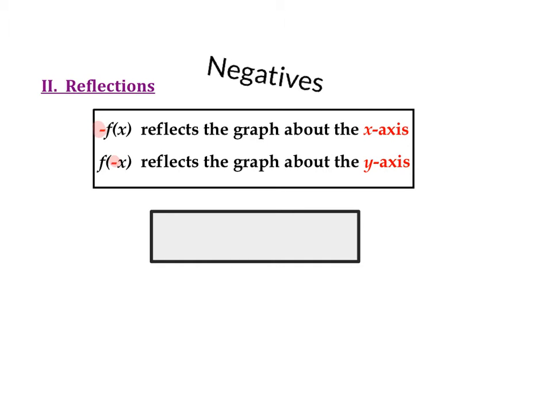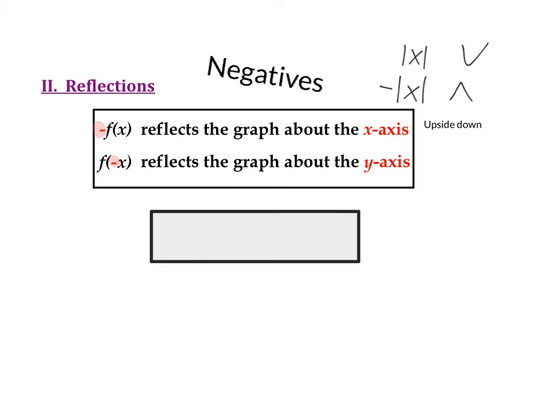Now, if it reflects about the x-axis, that means it's going to get flipped upside down. So if it gets flipped over the x-axis, it's going to be flipped upside down. So what that means is if we normally had an absolute value function, for example, an absolute value function looks like a V. If I threw a negative in front of that, it would be an upside down V. So negatives out front flip things upside down.